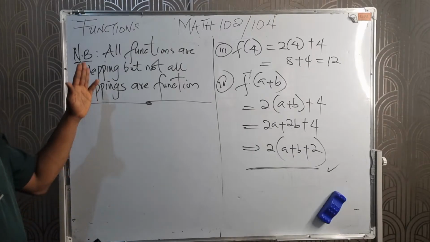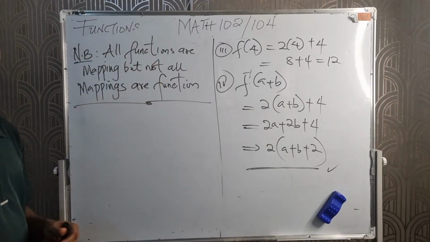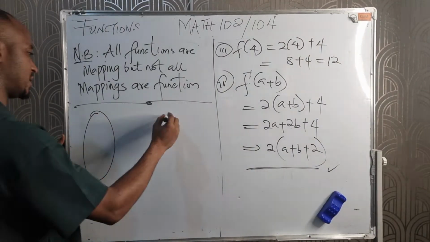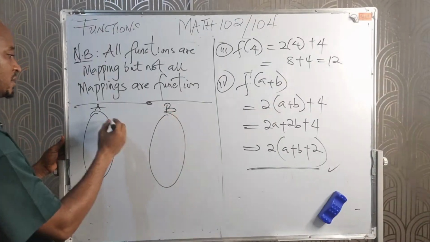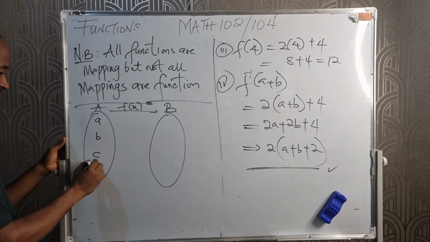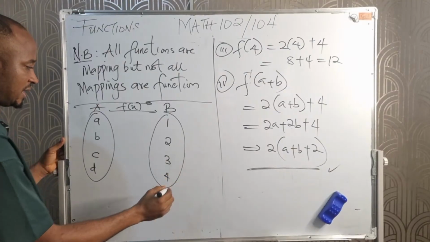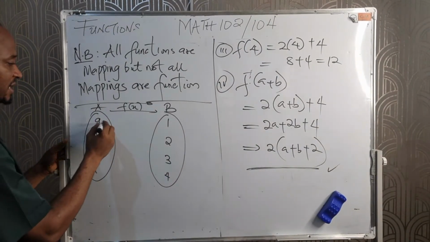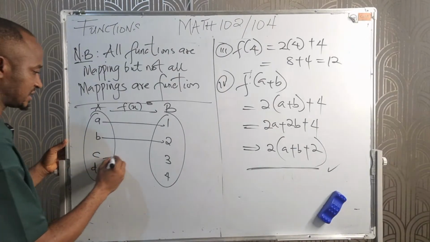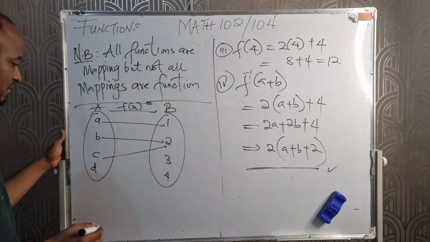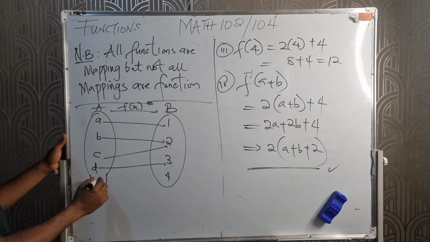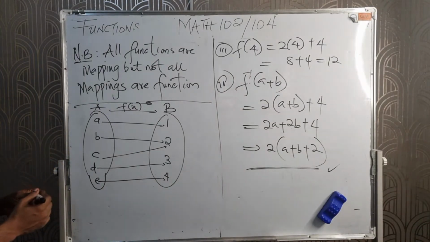All right. Now we said all functions are mapping, but not all mappings are functions. Let me give an illustration. Look at this diagram. If I have A and B, and a relationship here which is f of x, I have here A, B, C, and D, and I have 1, 2, 3, and 4. Let's say A is assigned to this, B is assigned to this, and C is also assigned to this. Let me add E. And if E is assigned to 4, it is a mapping function.